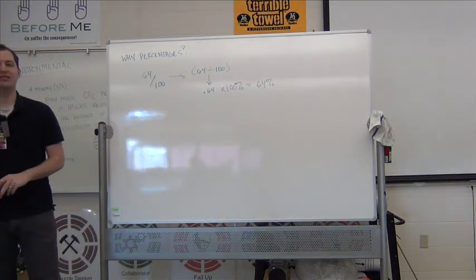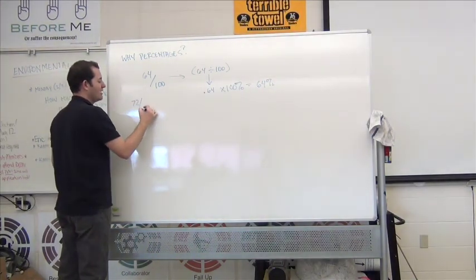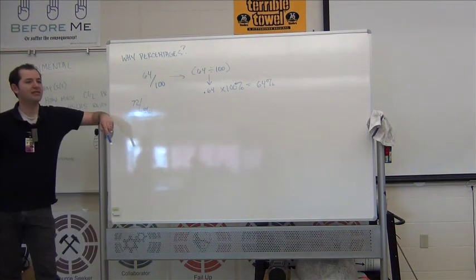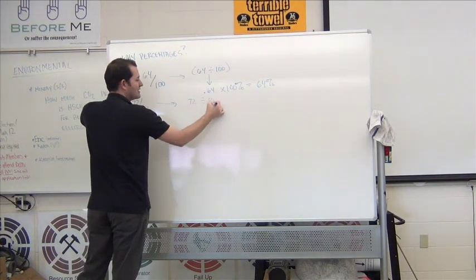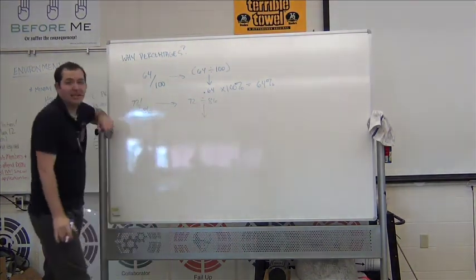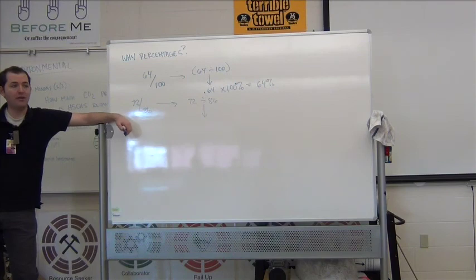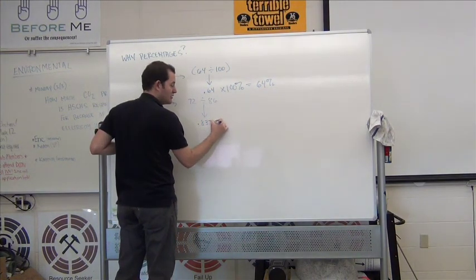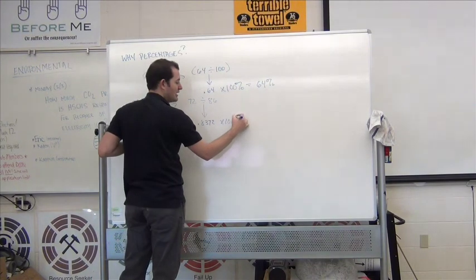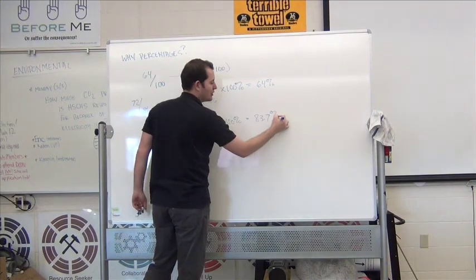Okay, let's do this another way. What if it's not as simple as numbers? Let's say I get 72 out of 86. 72 divided by 86 multiplied by 100. Okay, 72 divided by 86, what's that? I have no idea. Let's figure it out. Calculator. You guys all got one. I got 0.8372, so times 100%, it's going to be 83.7%, and we'll round it to 84%.